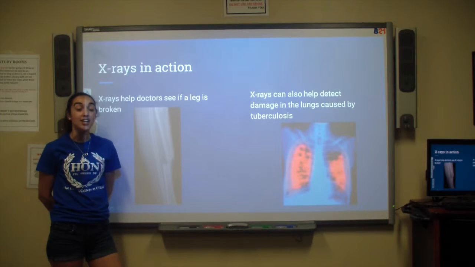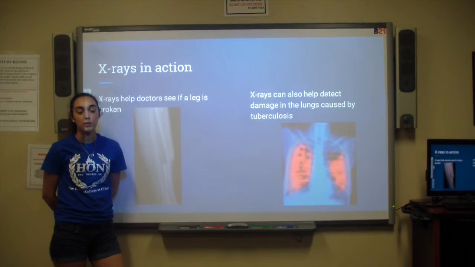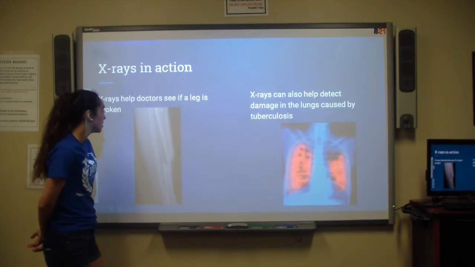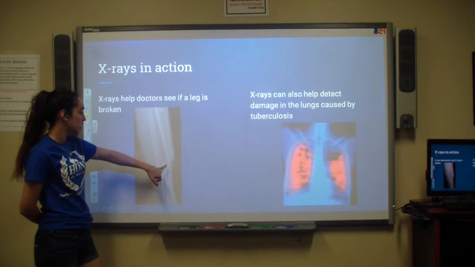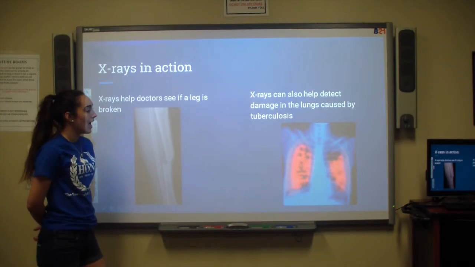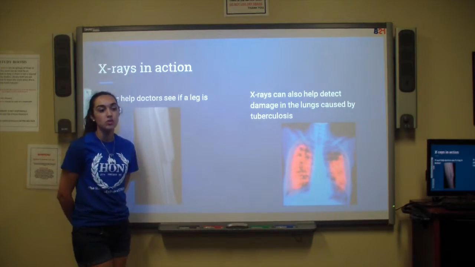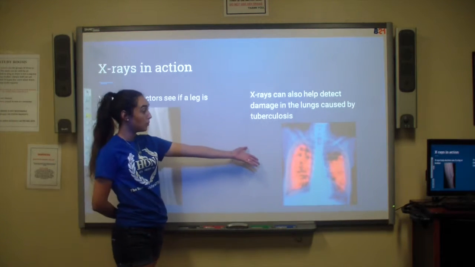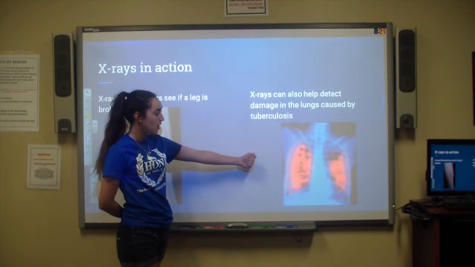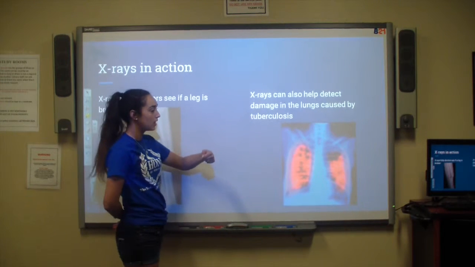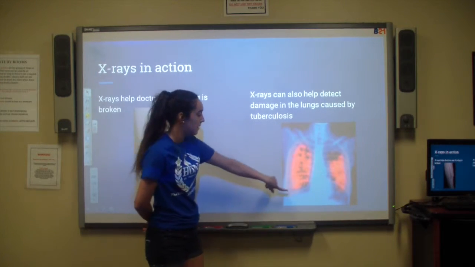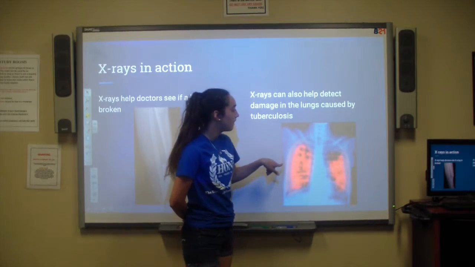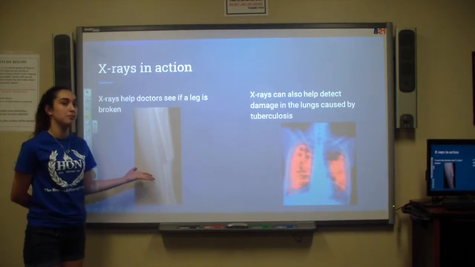X-rays in action. X-rays help doctors see broken bones. For example, in this picture, we can see that the leg is fractured and split in two. And X-rays can also be used to help detect damage in the lungs caused by tuberculosis, in this example. Computers can now make X-rays in color, which is why we can see the damage here in red, versus in this picture where it's simply black and white.